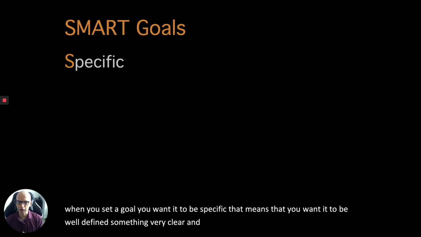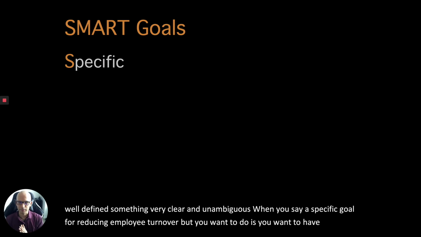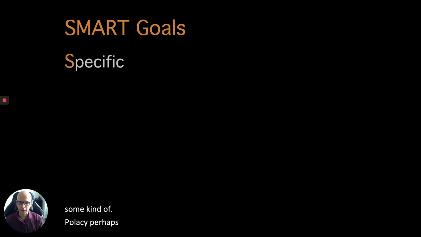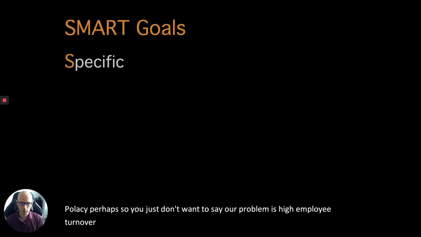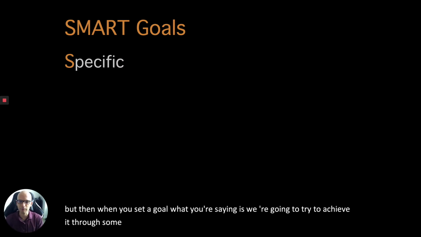So when you say a specific goal for reducing employee turnover, what you want to do is you want to have some kind of policy, perhaps. So you just don't want to say our problem is high employee turnover, our goal is low employee turnover. That is the end result that you want. But then when you set a goal, what you're saying is we're going to try to achieve it through some particular method. So you want to make sure that you have a specific outcome that you want.